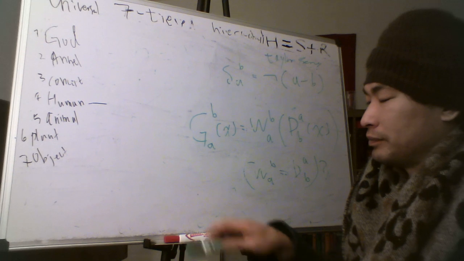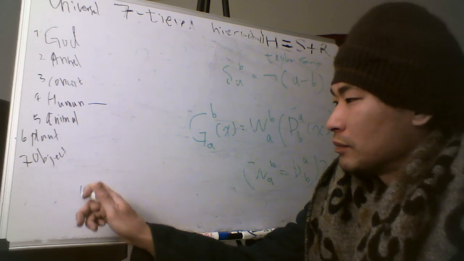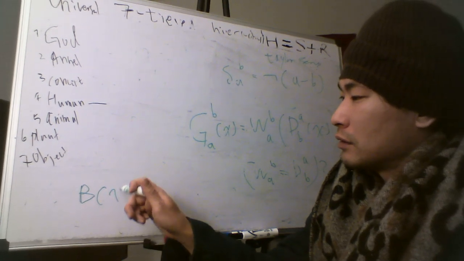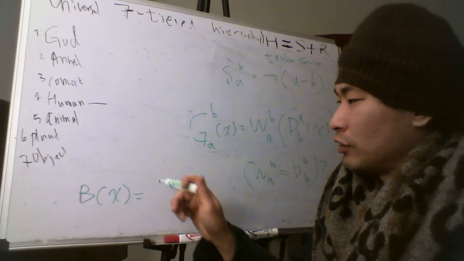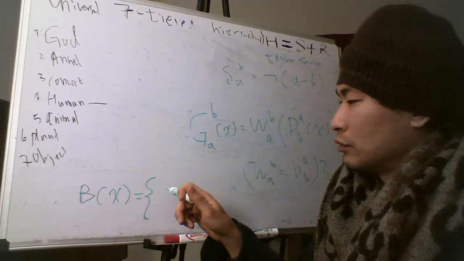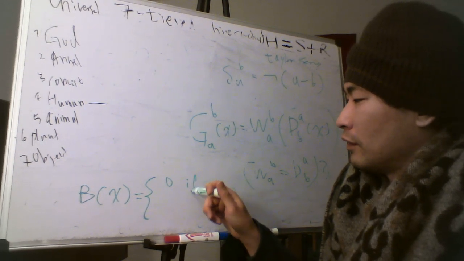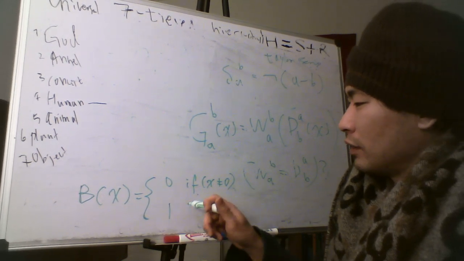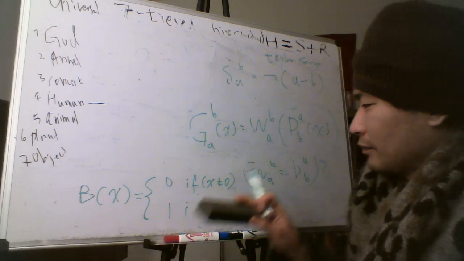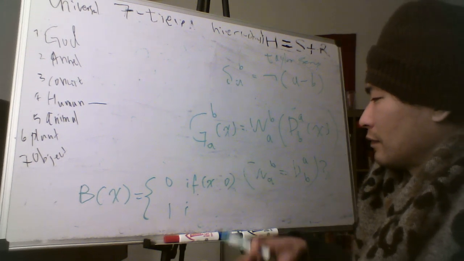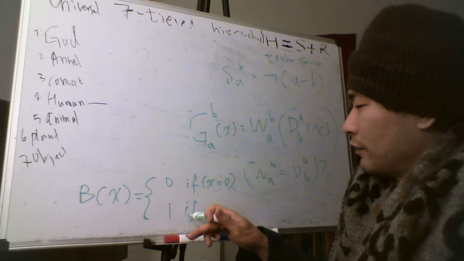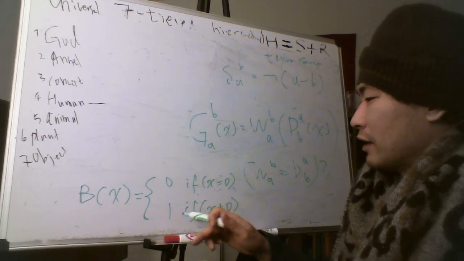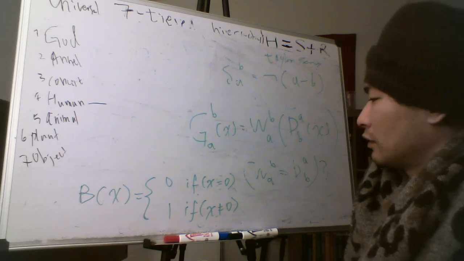Okay, I guess we can define something like this. B, Boolean, X. At first we'll do bifurcation, okay? B of X is equal to 0 if X is equal to 0, and 1 if X is not equal to 0. Anything else is 1. So that's a Boolean function, okay?